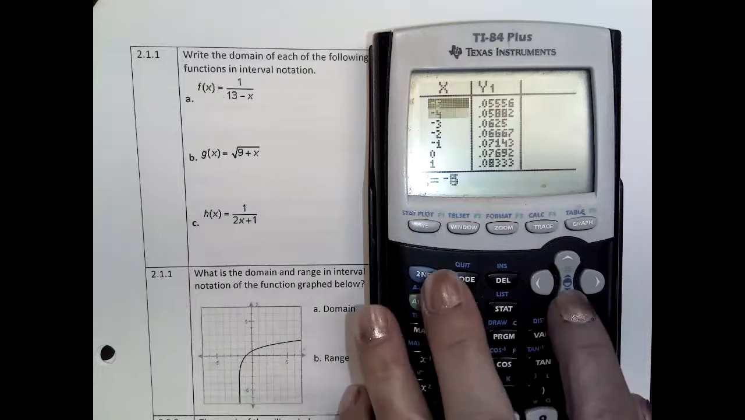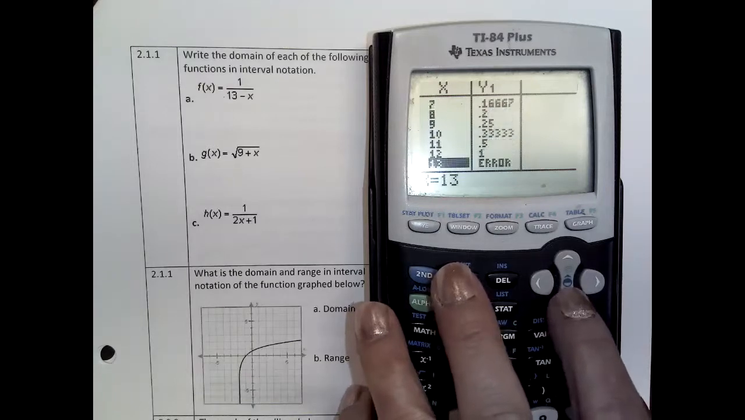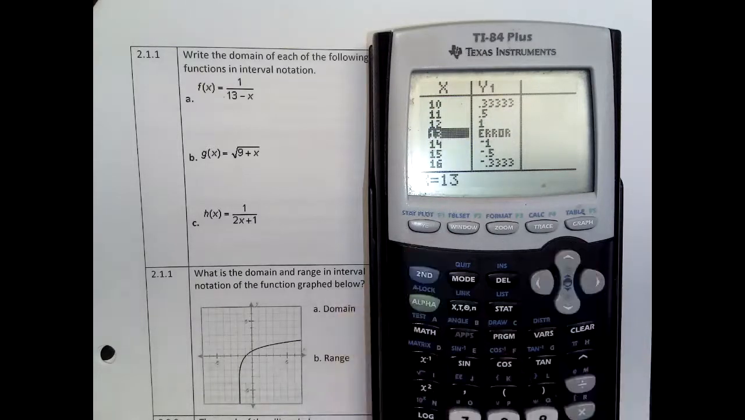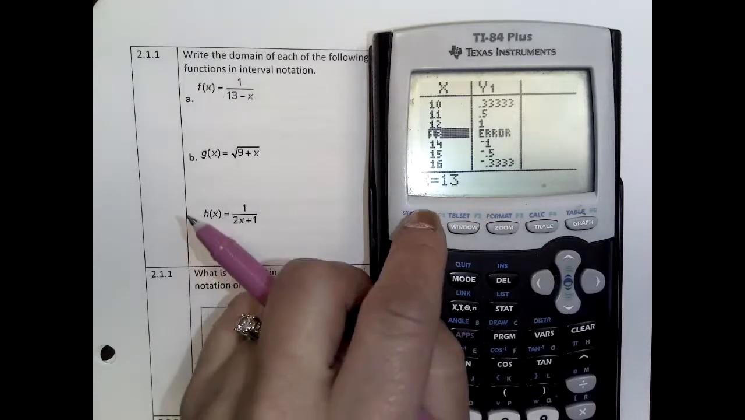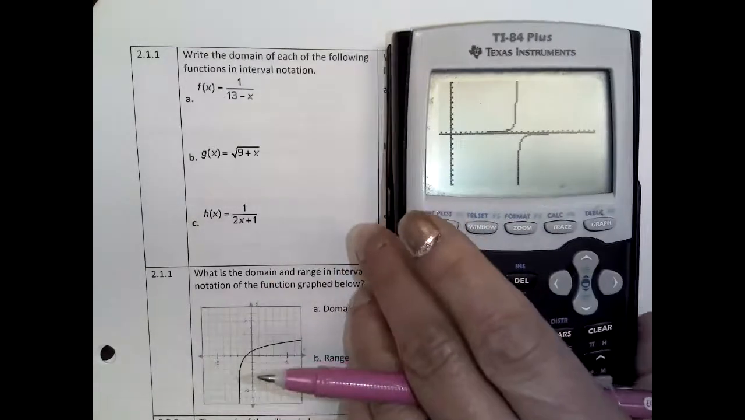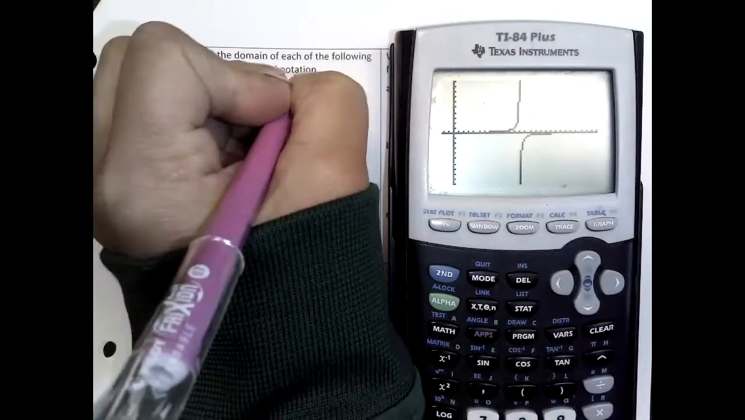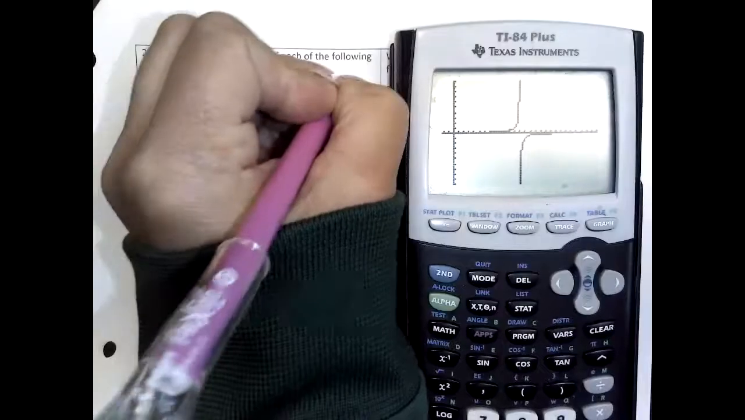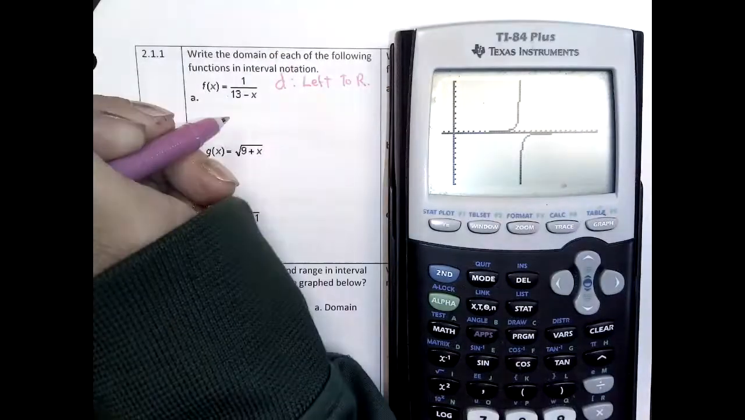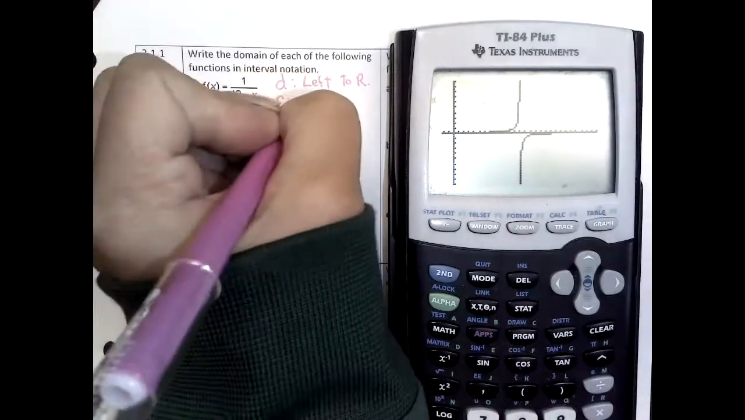Okay, well I know that I'm somewhere in the positive numbers, where my graph has something going on with it. And you can see right there at 13 there's an error. So let's go back to our graph and get our domain. With our domain, we're always going to go from left to right, or least to greatest. With our range, it's always going to be bottom to top.